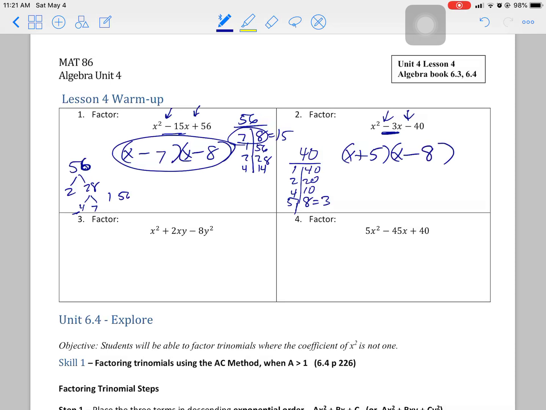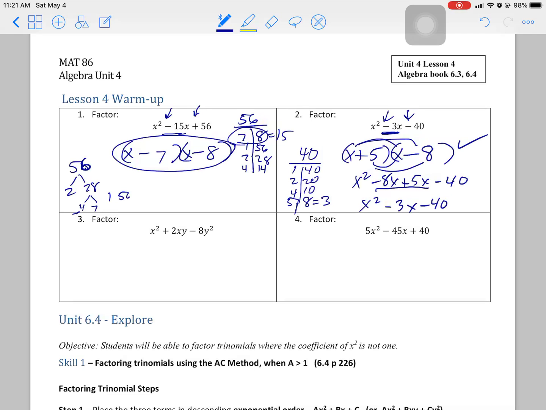So let's FOIL it to check. This times this is x squared minus 8x plus 5x minus 40. And combining like terms, that gives me my negative 3x that I need. So that is correct. Okay.